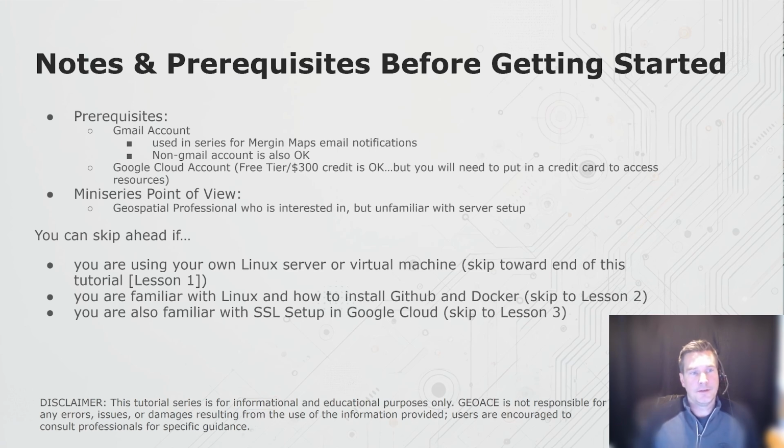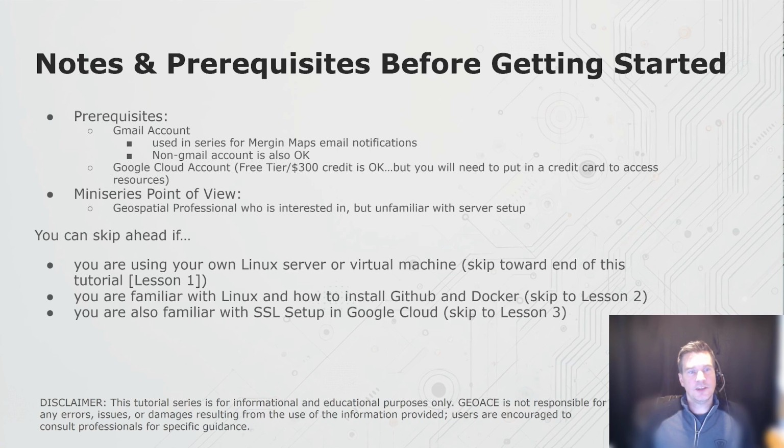Anyway, moving on to the prerequisites here, we're going to be using a Gmail account, but any email account will do so long as you're able to access it via API, to send Mergin Maps notifications for password resets, so on and so forth. Then we're going to be setting everything up in Google Cloud Platform. We're going to use the same Gmail account that we're creating to also make a Google Cloud account. That way we can get the ball rolling here with a virtual machine.